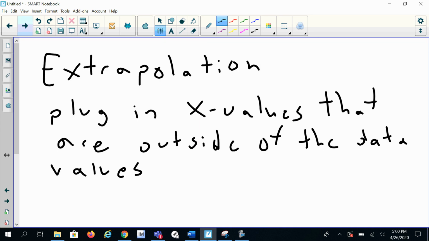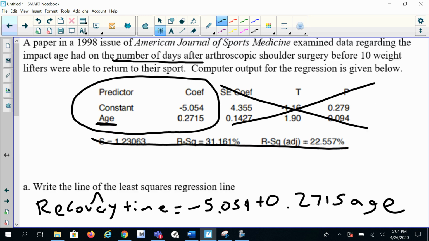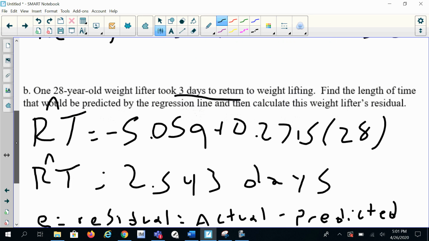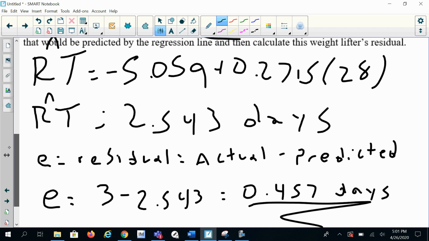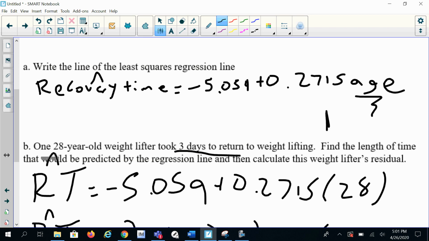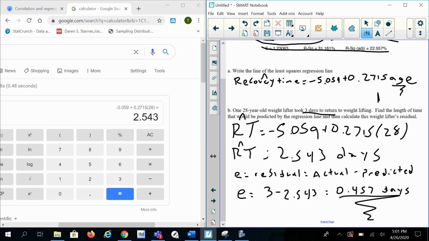So if we go to that weightlifting example, it's a great example because age is very easy to extrapolate with. Like we can plug in 80. I doubt that we have data of an 80-year-old weightlifter who had the surgery and then how long it took him to get back. But even better than that, what if you're 1-year-old, and you want to see what your recovery time would be? Instead of putting in 28 for age, I could put in 1. So let's see what the recovery time for a 1-year-old would be.